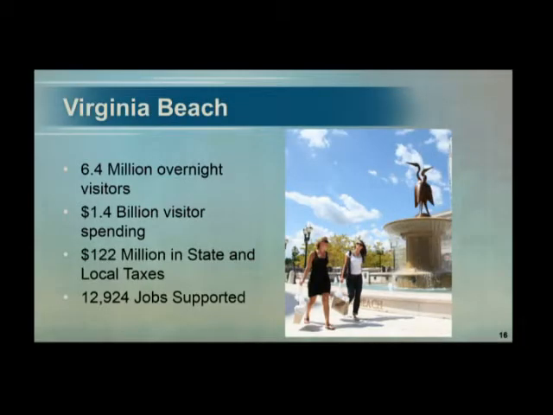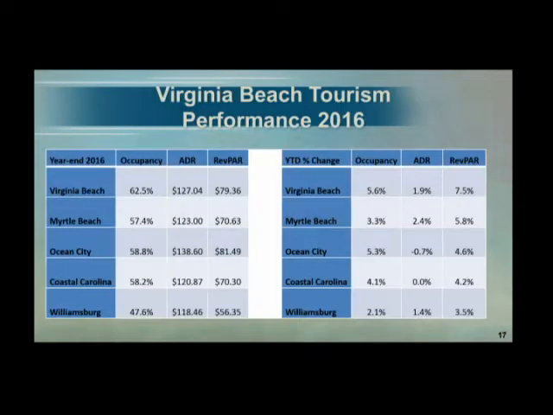So when we look at tourism, how is the health of our tourism industry doing, which is important to us. In 2015, we welcomed nearly 6.5 million overnight visitors to Virginia Beach. Those visitors generated $1.4 billion in direct spending in Virginia Beach, and that's kind of demonstrating the export nature of the tourism industry, because as an export industry, it really is bringing new dollars into our economy. Then it generated $122 million in state and local taxes and supports nearly 13,000 jobs here in Virginia Beach.